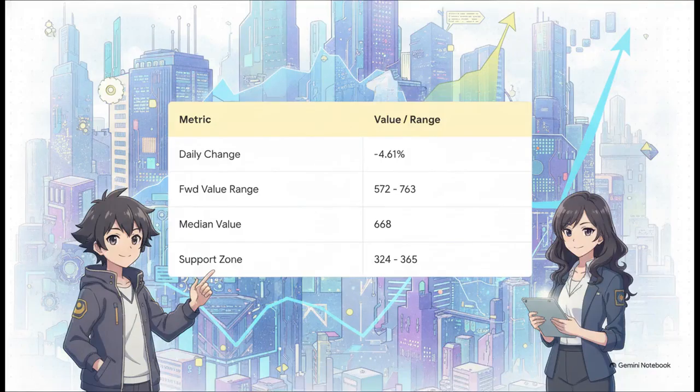As Marvell took a slice of the pie, Broadcom essentially took a hit, dropping 4.61%. Looking at the structural valuation out to the October 2027 fiscal year, Broadcom's forward value range is calculated between 572 and 763, with the median right around 668. The critical technical support zone currently lies between 324 and 365.